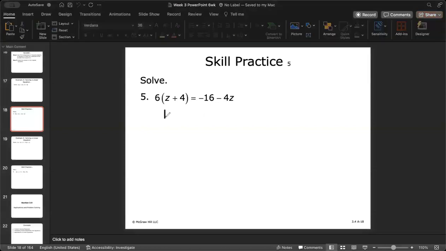Okay, same thing as before. We got the parentheses. We got to get rid of those. Whenever you see parentheses, get rid of those first. It really helps you out with the process and makes it a lot easier. So take the 6 here, multiply to each term on the inside. So 6 times z is 6z plus 6 times 4 is 24. Bring down the equal sign. And then the right-hand side, minus 16 minus 4z.